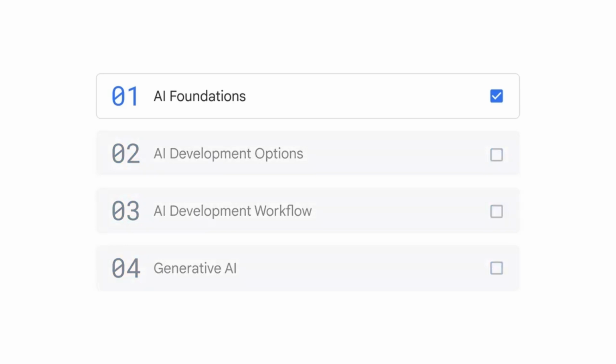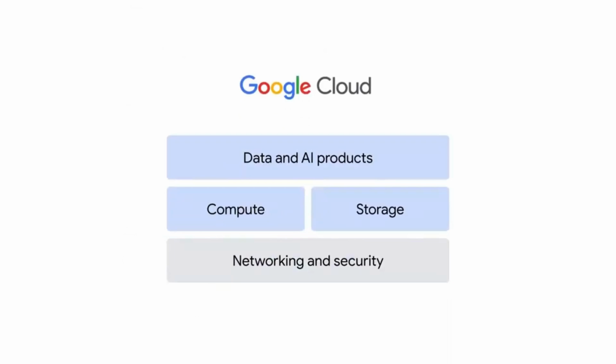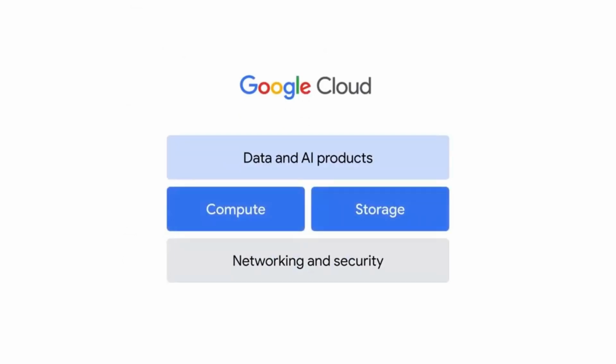You started from AI Foundations, where you focused on cloud essentials and data tools. You began with Google Cloud Infrastructure. Of the 3 layers, you explored the middle and top layers. On the middle layer sit compute and storage.